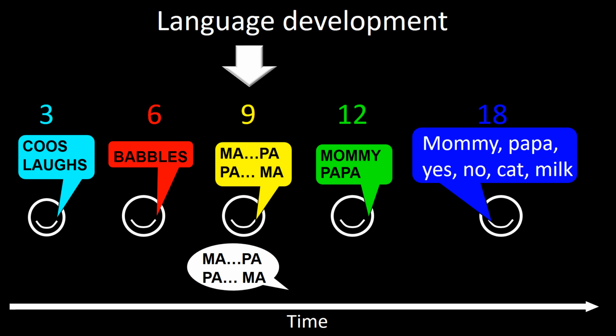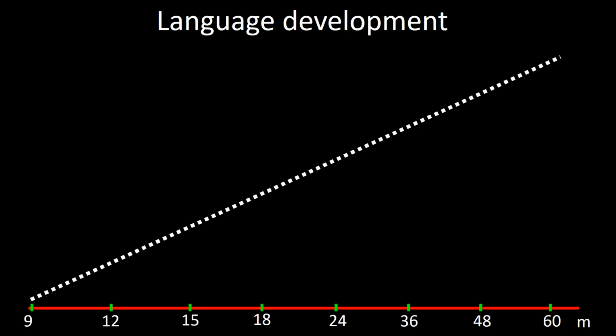At 9 months, the infant repeats 2-syllable sounds. At 12 months, the infant says 2 words clearly and uses them appropriately. At 18 months, the child says about 6 words clearly and uses them appropriately. I will use this table to further explain language development.